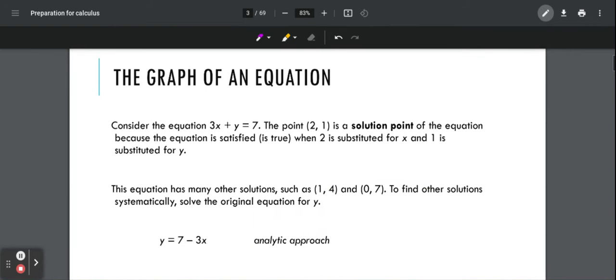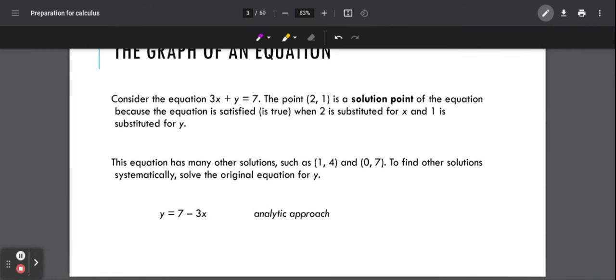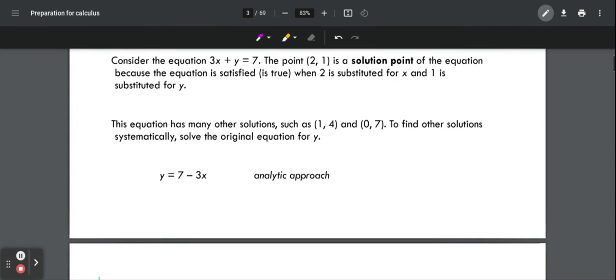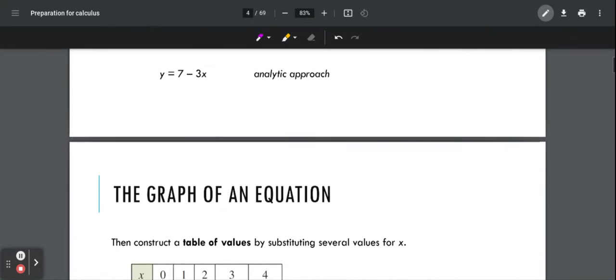So first, the graph of an equation. Just remember that the solution point of an equation is possibly one of infinite solutions that exists in an equation. So if you have 3x plus y equals 7, the point (2, 1) is a solution of the equation because when you substitute 2 in for x and 1 in for y, you get both sides being equal. However, there's obviously other solutions that you could find using substitution.